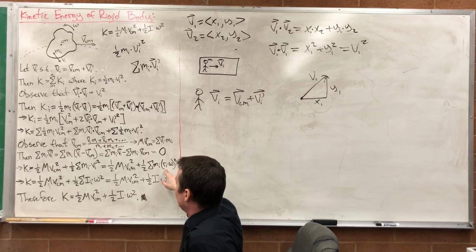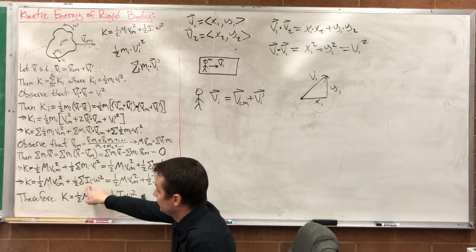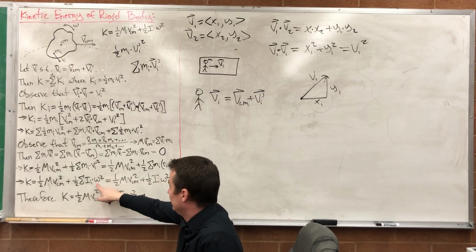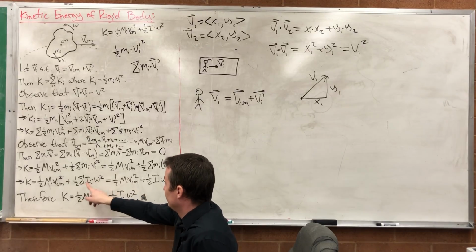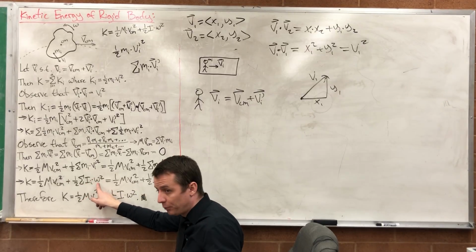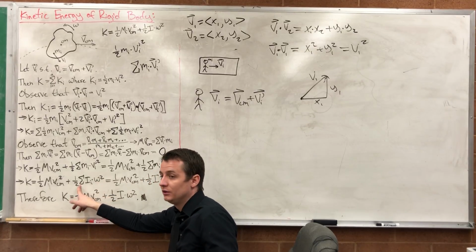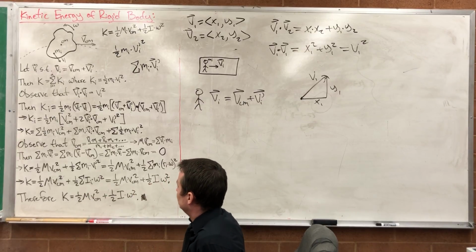m sub i times r sub i squared is exactly what we mean by the moment of inertia, I sub i, for that point. And then the omega squared right there. Notice that omega squared doesn't change from point to point, so we can pull that outside the sum. And so now we use capital I to represent the sum of all the moments of inertia. And there we go.